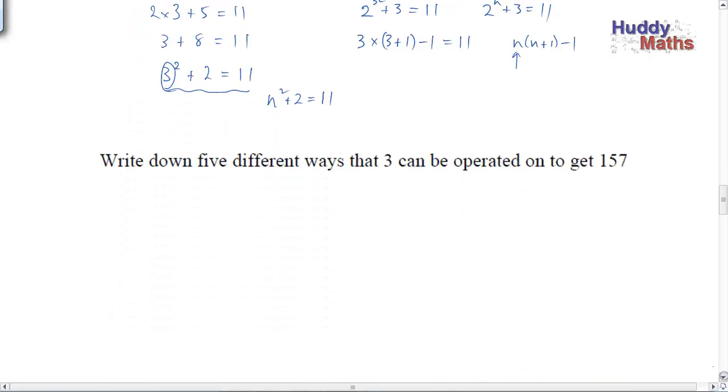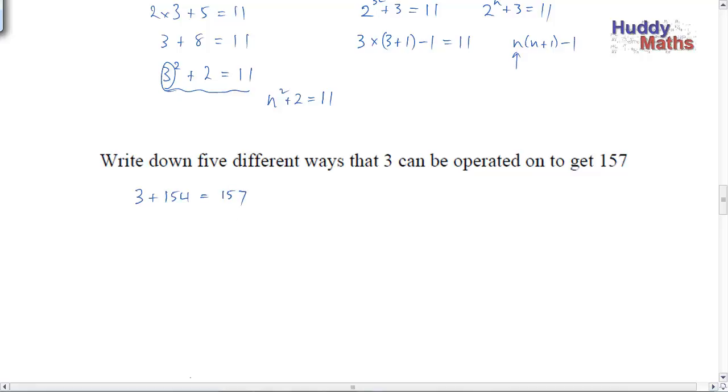So here we are. Write down 5 different ways that 3 can be operated on to get 157. Okay, I want you to pause the presentation, maybe discuss it with your classmates and see if you can come up with a few. Right, I'll give you a few. So let's start with n, which is 3, and just add 154. That gives you 157.